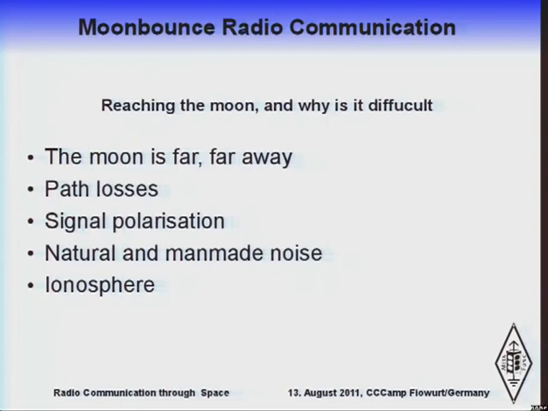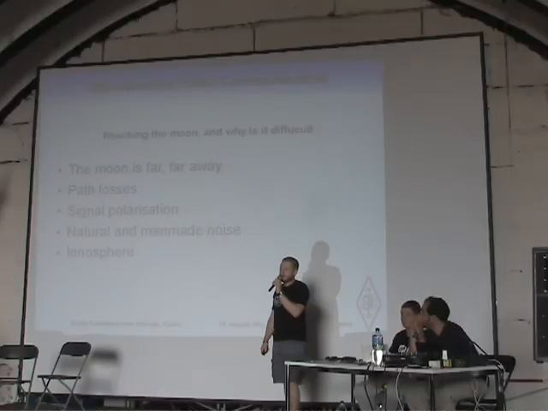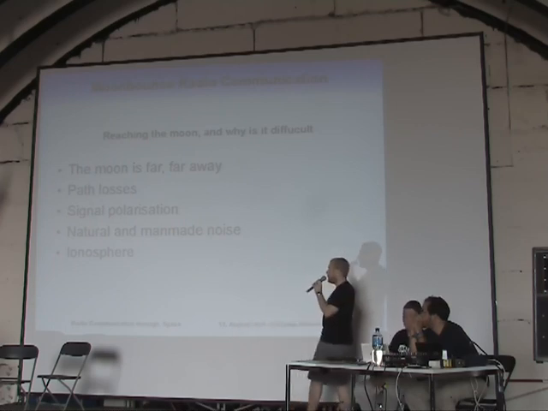Actually, as I said, we use decibels. The path loss for the signal path to the moon and back gives you about 250 decibels of loss. As you can see, -3 is half the power, -10 is a tenth of the power, so this is quite a very, very small number.